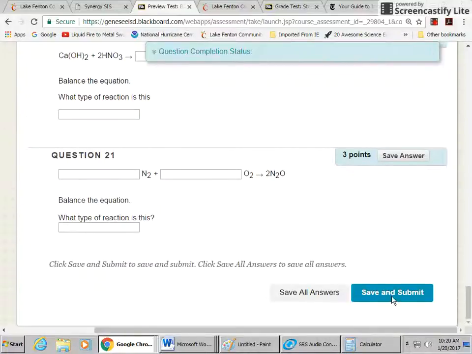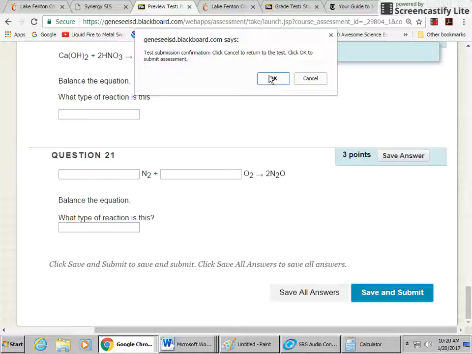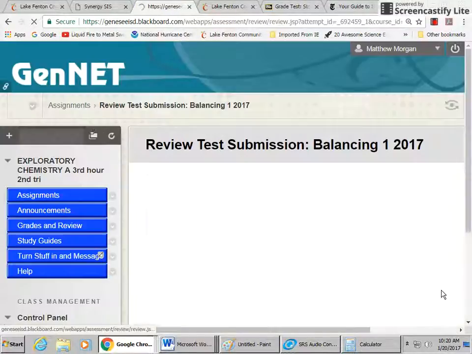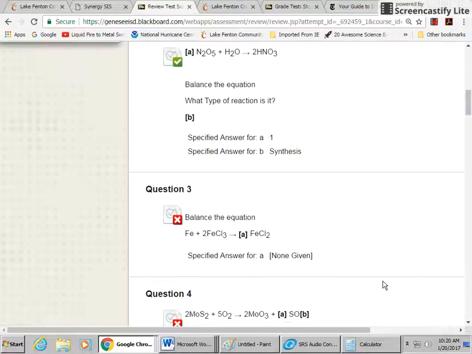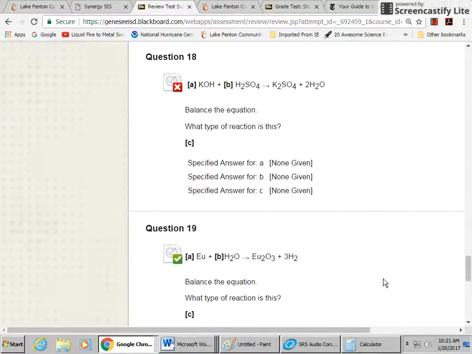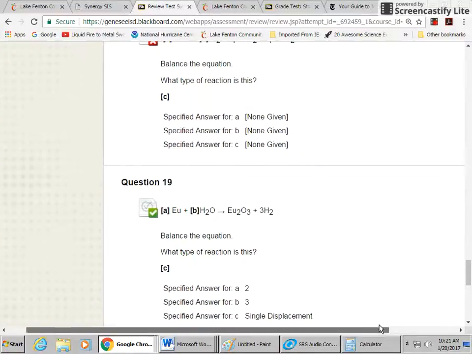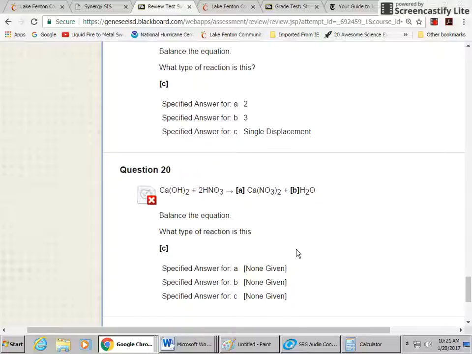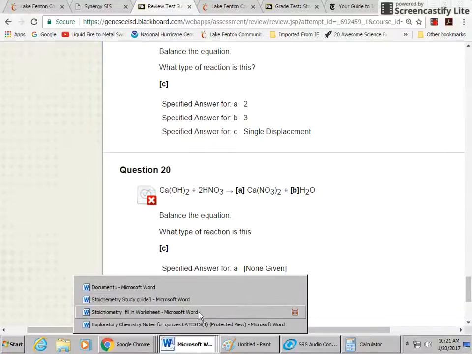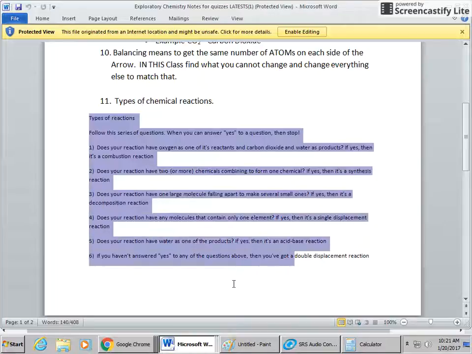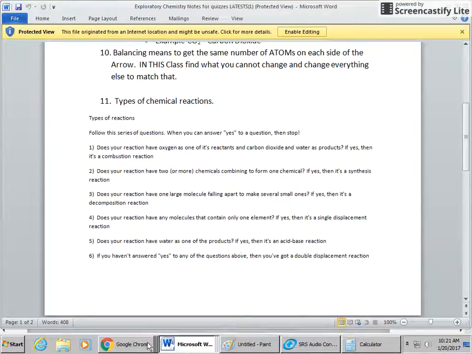And that's it. You just have to do that for the whole thing. And we got that one right, and we got that one right. So once again, look for what you can't change, and then utilize the types of reactions to answer those. So that's all I got.